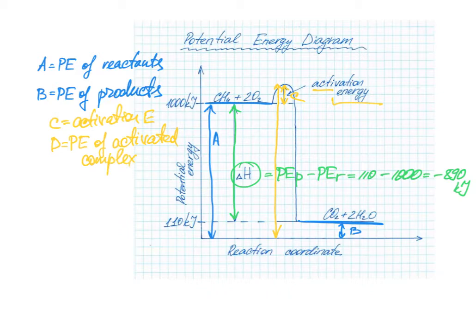Okay, this reaction is exothermic. We know that because we see that the amount of potential energy in the reactants is significantly higher than the amount of potential energy in the products, and through that we have a negative heat of reaction value. It's 890 kilojoules of energy that has been released with the production of carbon dioxide and water.